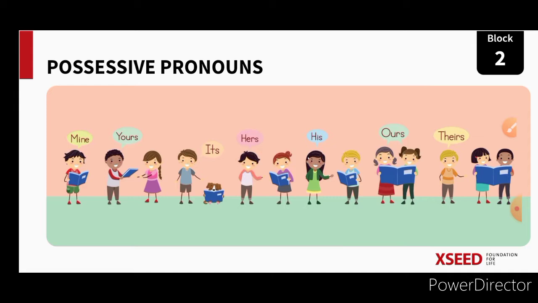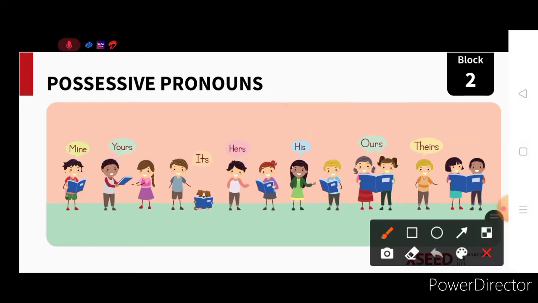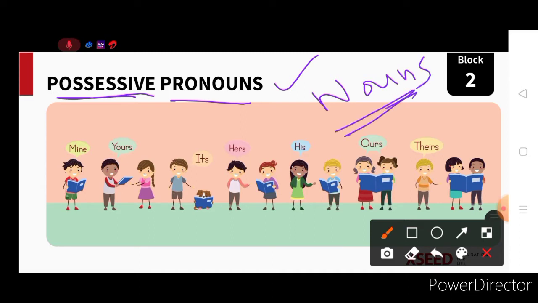In today's class, we are going to learn about possessive pronouns. Before we learn about these possessive pronouns, let me tell you what pronouns are and how they come from nouns. Nouns are the names of a person, place, animal or thing. In place of these nouns, whichever words we use are called pronouns. This is clear to everyone. But what are possessive pronouns? That we are going to learn today.